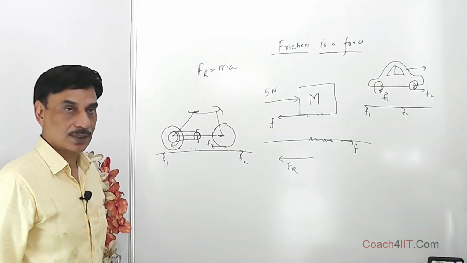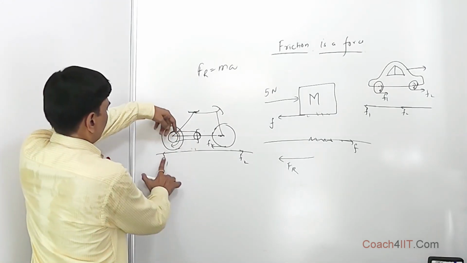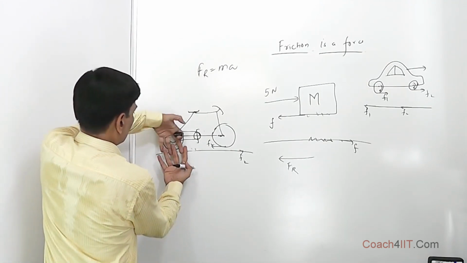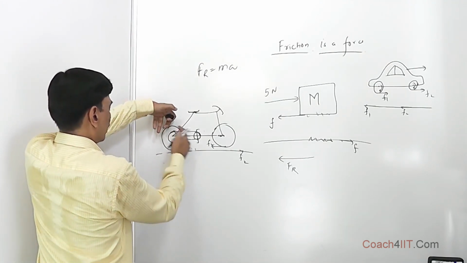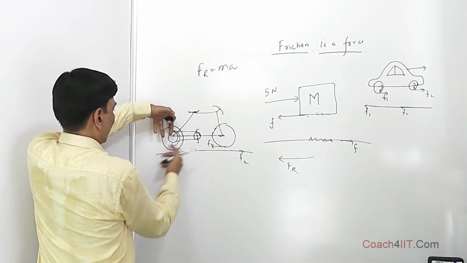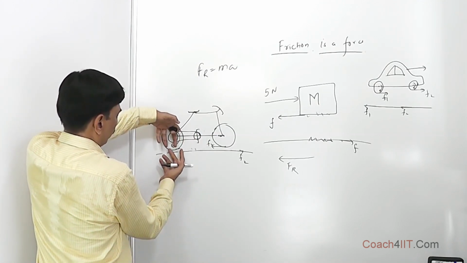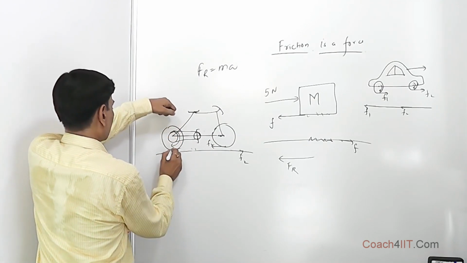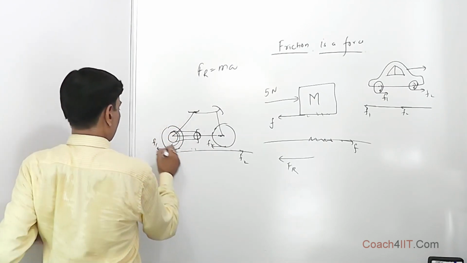When the cyclist is accelerating, the friction force will be in this direction. When the cyclist stops pedaling, this friction force changes direction, because now it is not powered, it is not being pushed by the cyclist in the backward direction. So as a result, the friction force will now be in this direction.